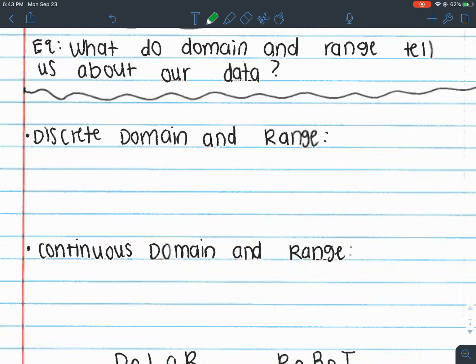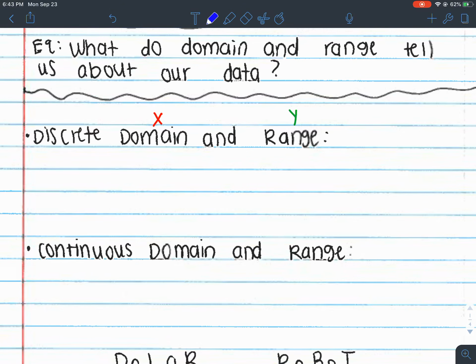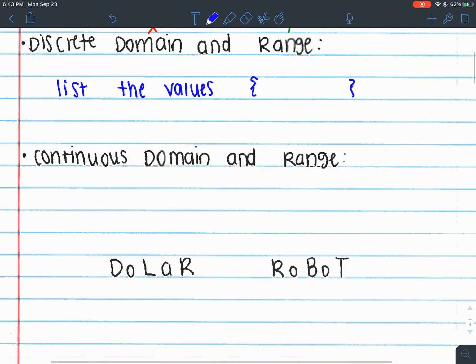So just to remind you, our x values are going to be our domain, so our domain are our x values, and our range are our y values. So when we have discrete data, we list our values out. And when I list the values for discrete, domain, and range, I use little curly braces, or little squigglies, as we sometimes call them, and you list the numbers between those curly braces.